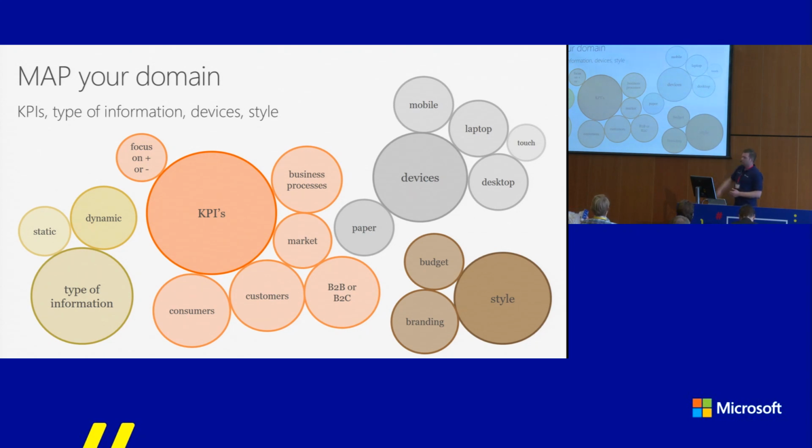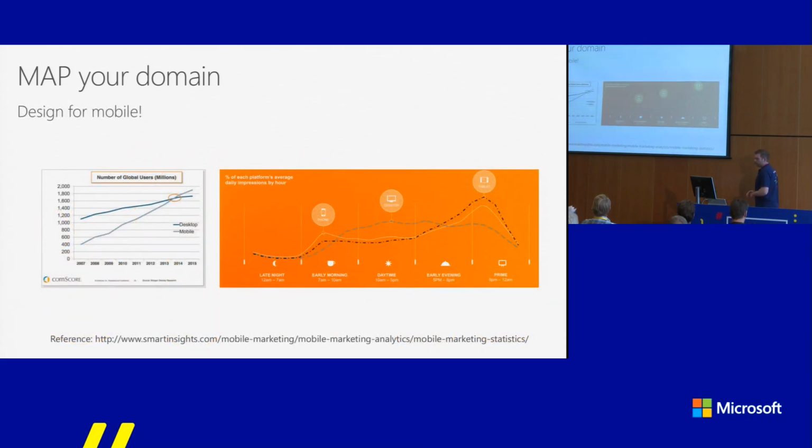And the gray area is really important. What's the device that your viewers will see your report on? Is it going to be on paper or with Power BI? Lots of viewing happens on laptops and more on mobile. If you look at this data, it says the number of global users on mobile has exceeded desktop users since 2014. And it also depends on the time of day when your users are viewing your report.